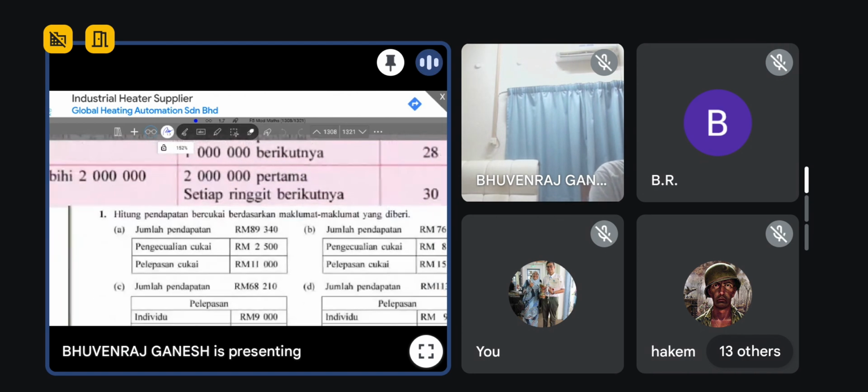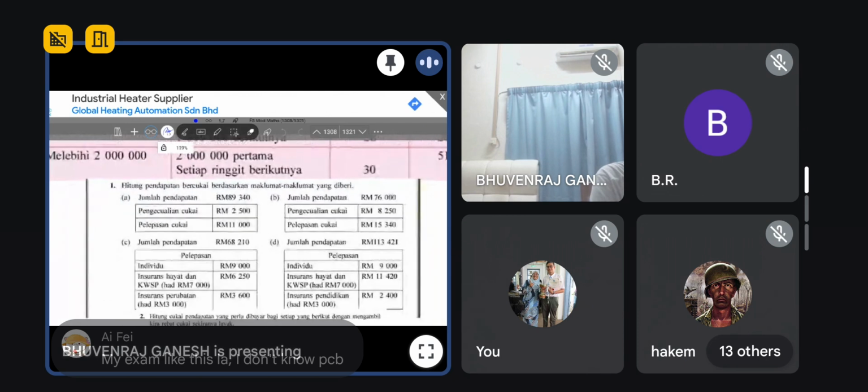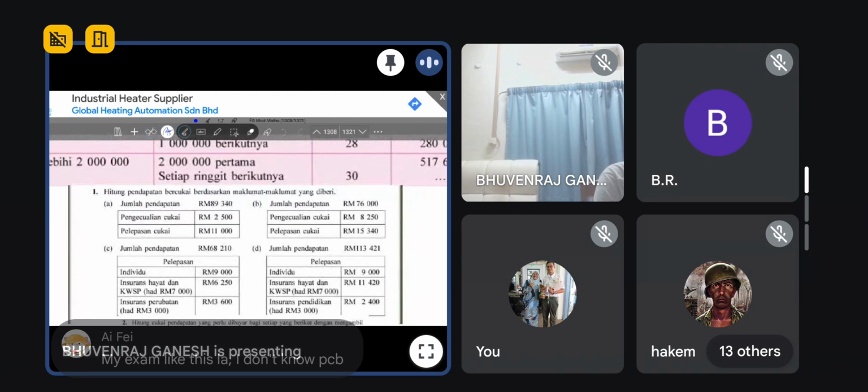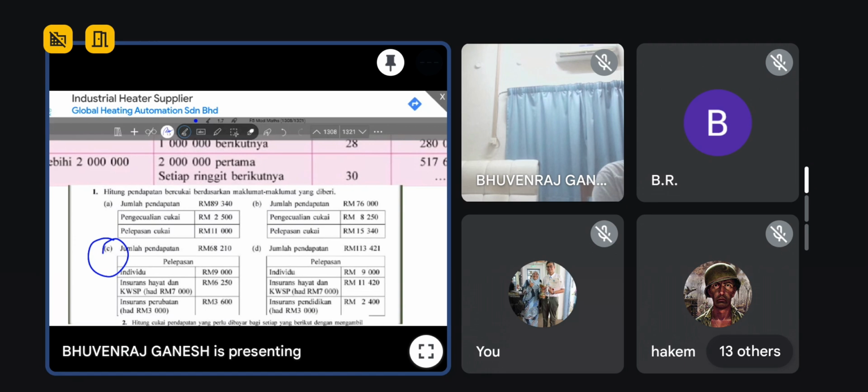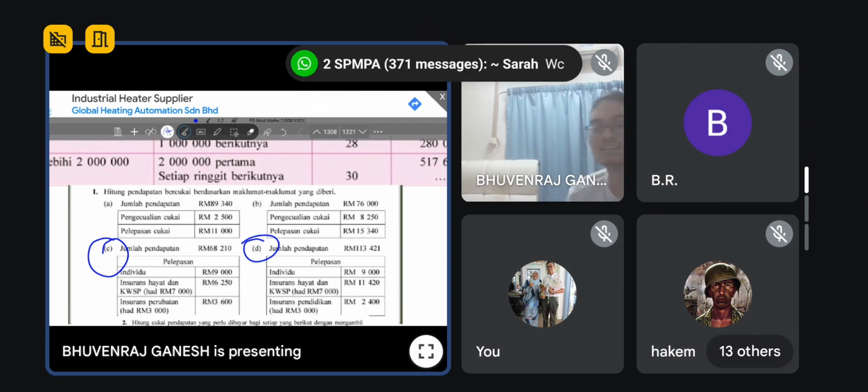Okay. So now guys, okay, this one I think very easy lah for y'all. Okay, except I point out for C and D. Okay, so for C and D, you must take note of the heart only. Okay, so for this question, this question nothing to do with the heart. So you can directly count everything. Kamu boleh kira secara terus. My exam like this lah. I don't know PCB. Oh, because I never teach yet, right? This chapter.